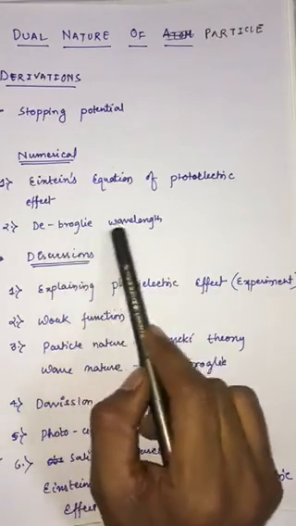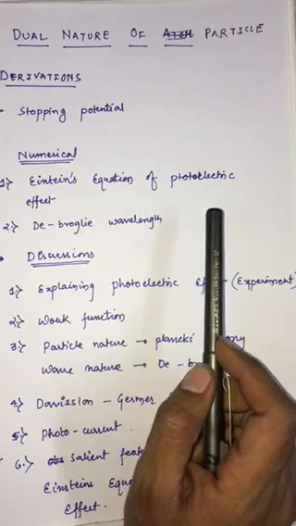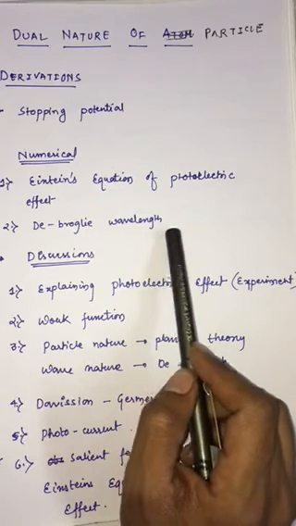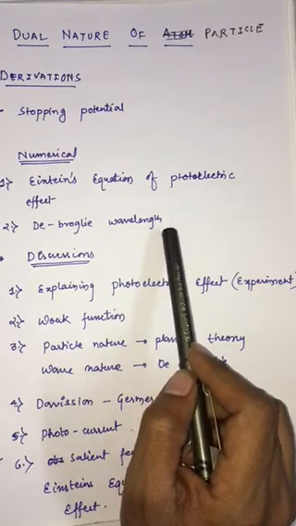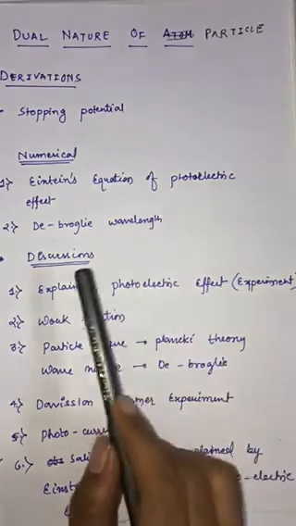The second numerical would involve the de Broglie wavelength. So basically comparing the de Broglie wavelengths or finding the de Broglie wavelength of a particular particle. So please remember all the formulas that are being discussed of de Broglie wavelength. We will also see this particular concept in the atom chapter also.